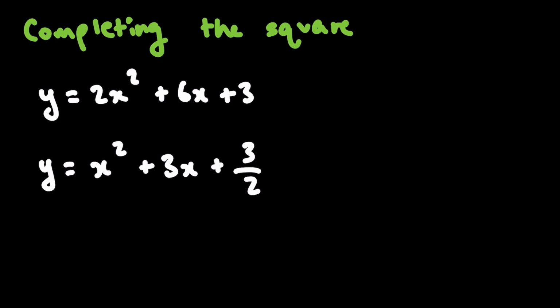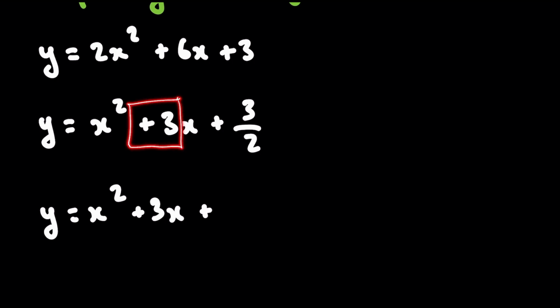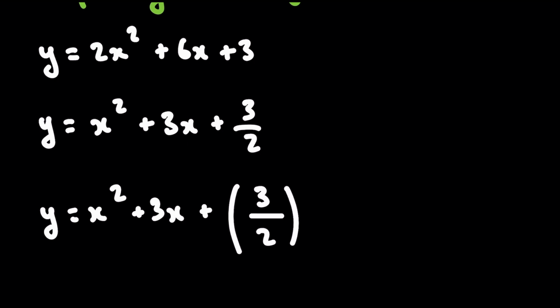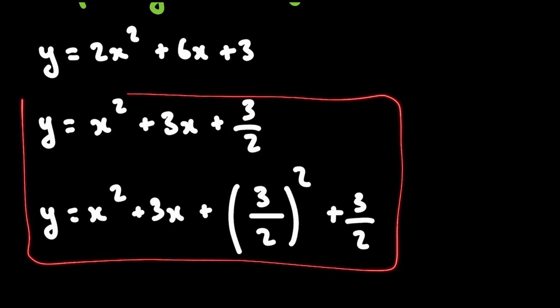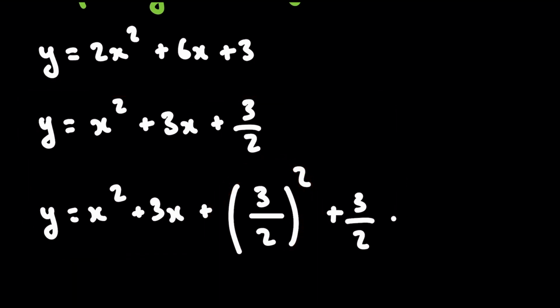Now what I want to do is exactly the same thing as before. So follow along. I copy down the first two terms, and I look at this b term here, the coefficient of x. In brackets, I will take that b term, divide it by 2, and then square the whole thing. Then I can copy out the other term, 3 over 2, and you can clearly see I've just randomly added this extra term here. And because I can't just randomly add it in, I'm going to take it away as well.